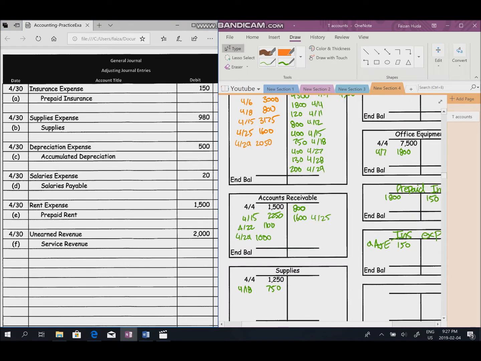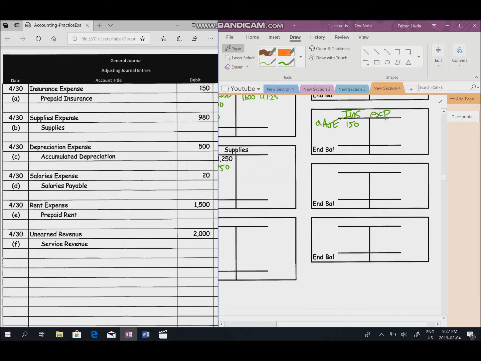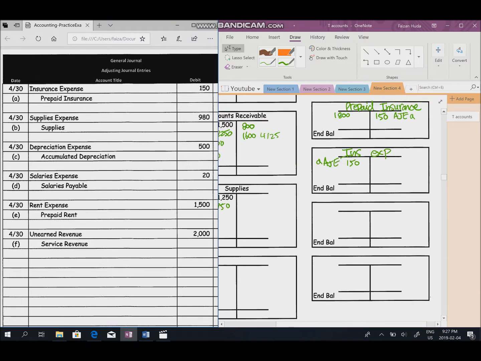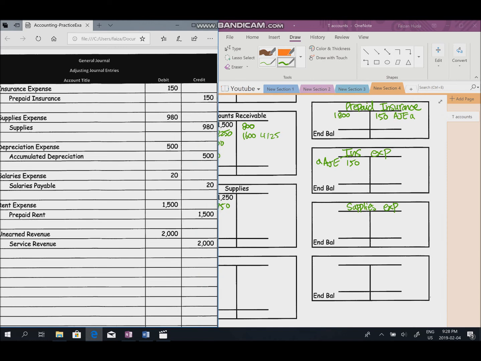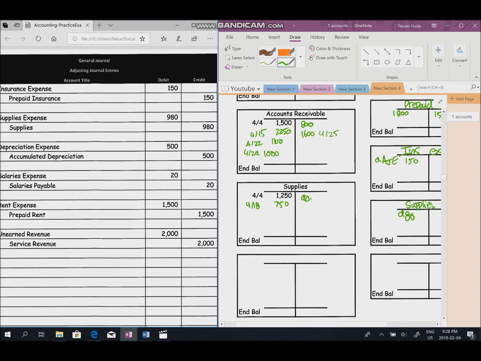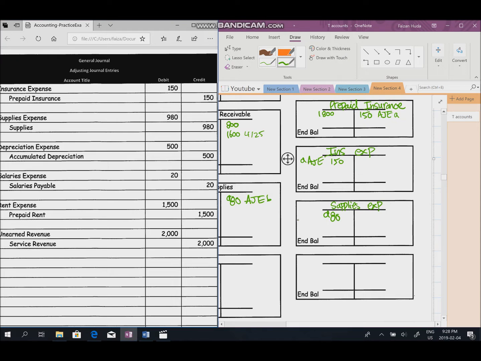Supplies expense. There is no account called supplies expense, so I'm going to make one right now. Again, I'm using short form. You have to use the full term on your exam. 980. Supplies goes down by 980. Just for my reference, I'm going to write adjusting entry B.